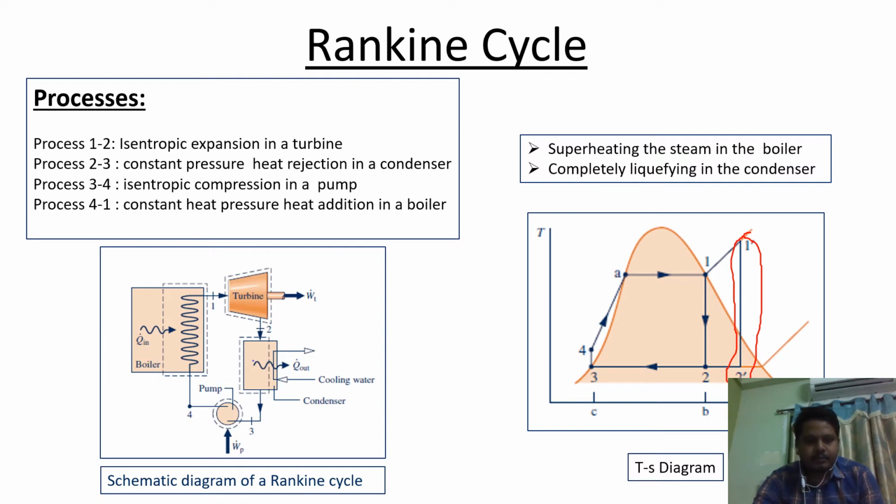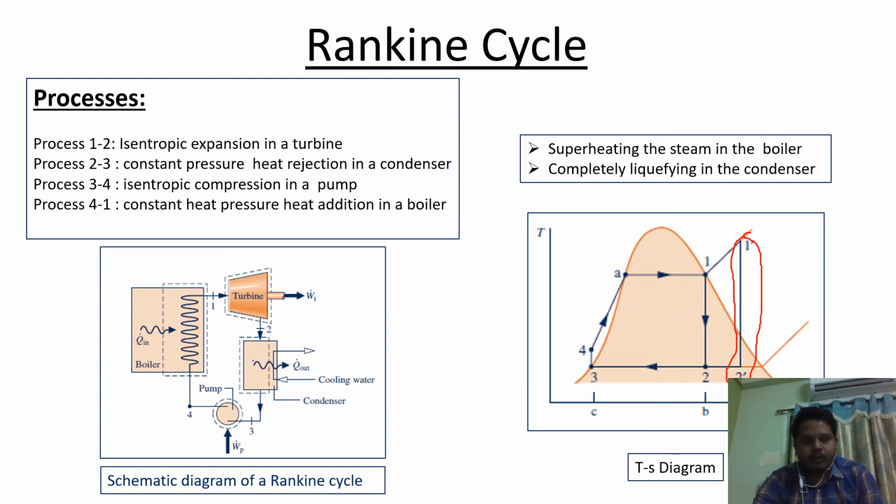Okay. Next, 3 to 4. 3 to 4 is isentropic compression. So since again it is an isentropic process, 3 to 4 is the straight vertical line.